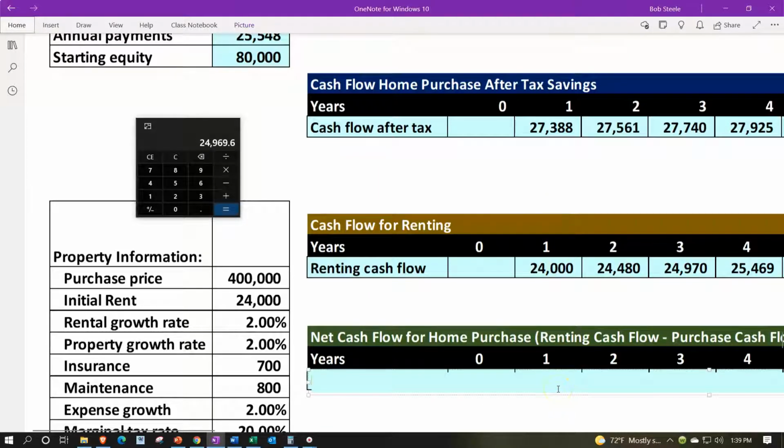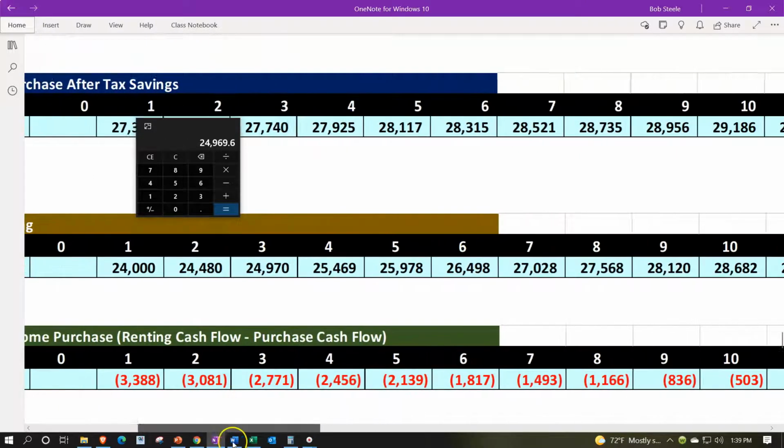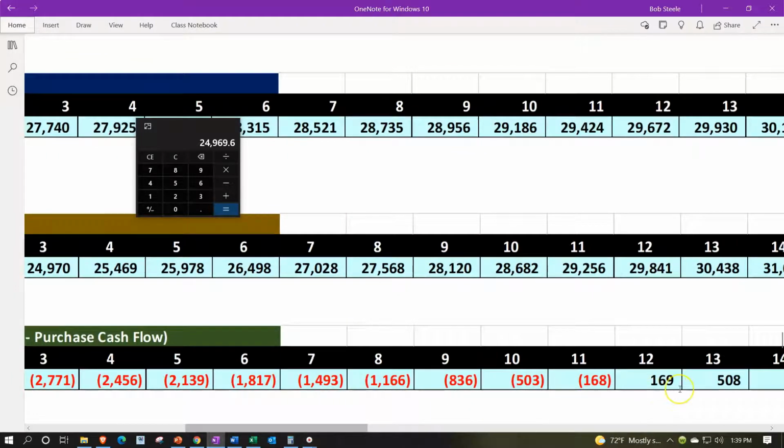So the difference between the two then, if I purchase, I have an $80,000 cash outflow up front, and that's my down payment, and I have this difference where I still have a net cash outflow compared to the renting scenario. That's the case all the way up to year 12, where that flips. Where now, at that point in time, the renting would be more than the cash outflow for the purchase.